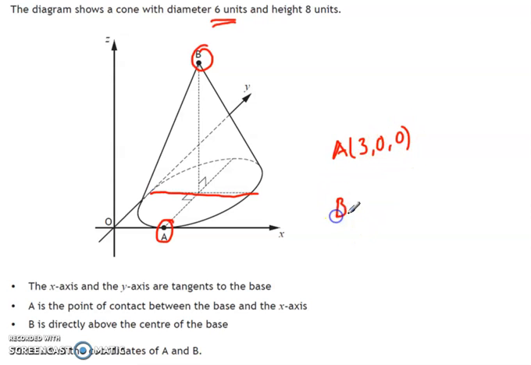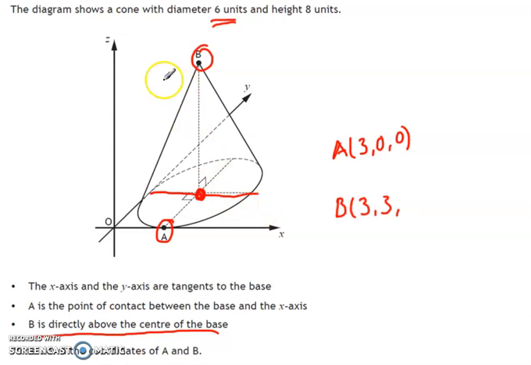We now have to start thinking about the point B. Now, the key bit of information for point B is here. It's directly above the centre of the base. Now we know that the centre of the base lies right here. It's halfway across the diameter in both the y and the x direction. Now we know the diameter is 6 units. What that means is in the x direction I've gone 3, and in the y direction I've gone 3. So I know for the coordinate B, my x and my y part are both equal to 3.